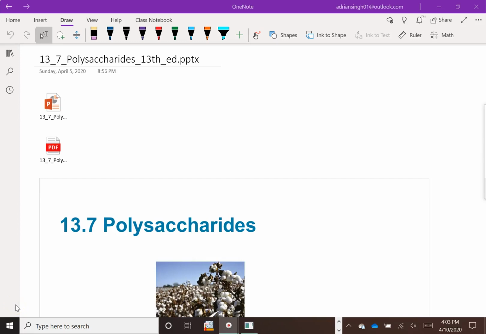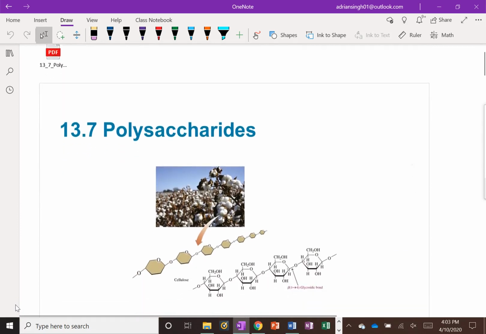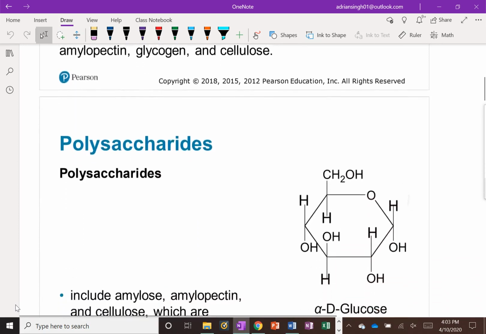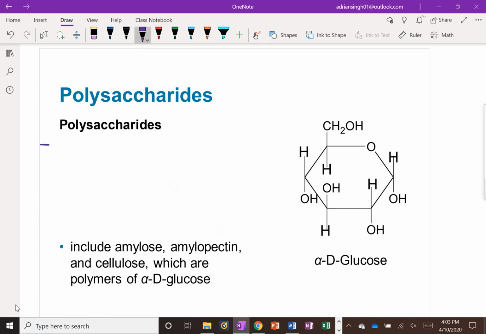All right, so the last section of chapter 13 deals with the largest of our sugar types, which are going to be our polysaccharides. And what your polysaccharides are is they are polymers of monosaccharides. Okay, and what a polymer is, it's a huge molecule that has many of these building blocks or building units. And the monosaccharides that we're going to put together to make these polysaccharides are going to be glucose.